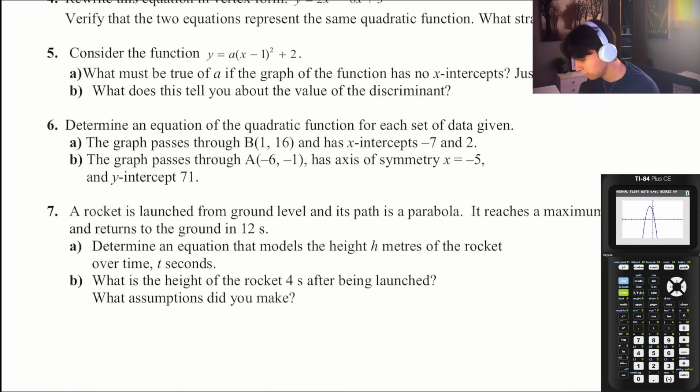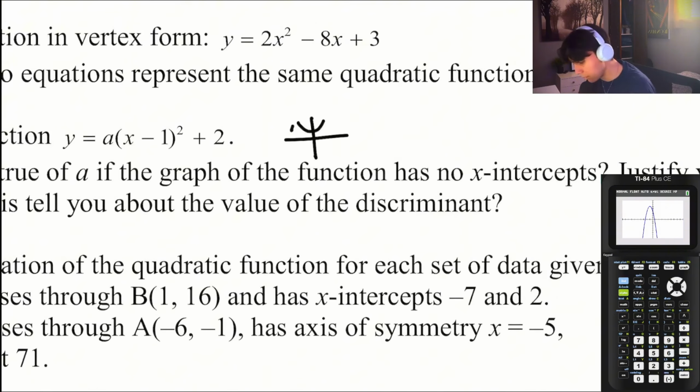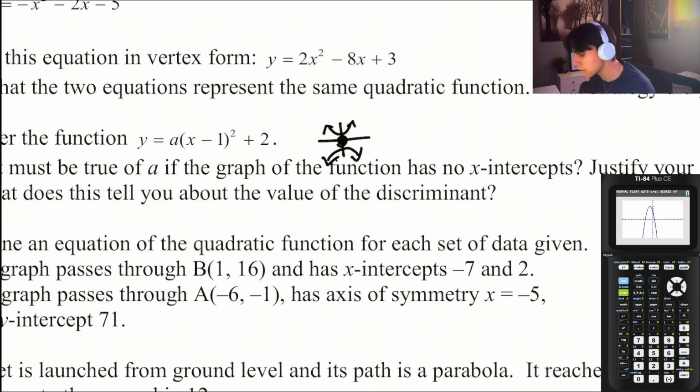Here we have number 5, and we're asked to consider the function y equals a(x minus 1) squared plus 2. And it's asking us what must be true of a if we want our function to have no x-intercepts. Justify your answer. Okay, so if we're looking for no x-intercepts, that means we don't want our parabola to touch the x-axis. So it should look something like this. It should either be above the line or below the line. But you generally don't want it to be touching this line at all here, because then it'll be an x-intercept.